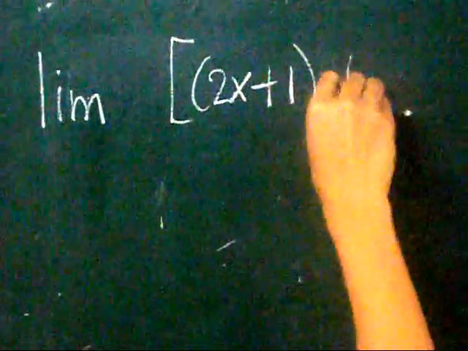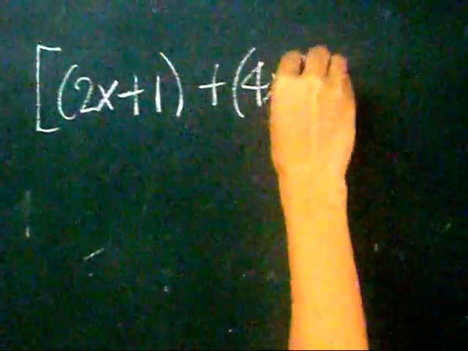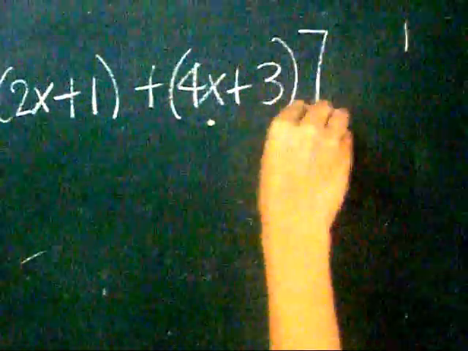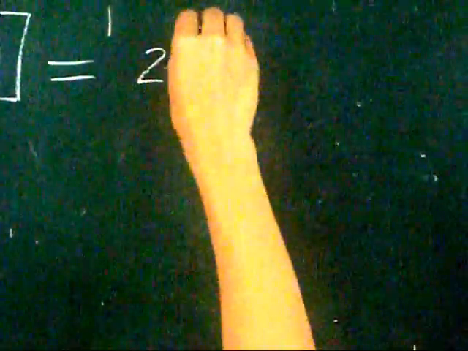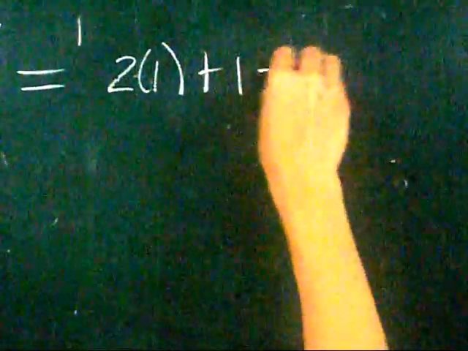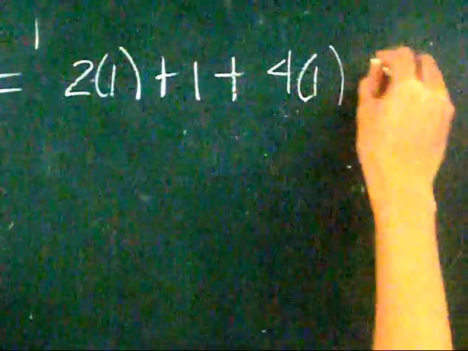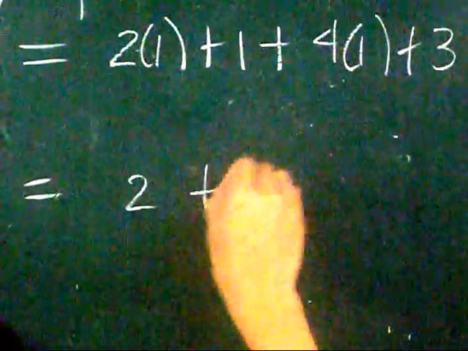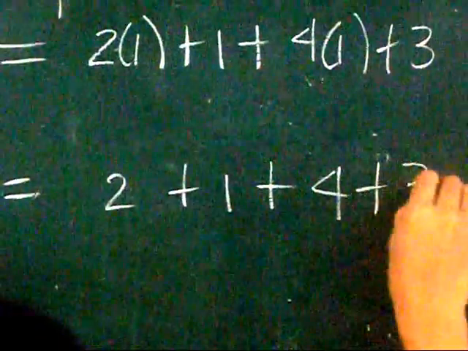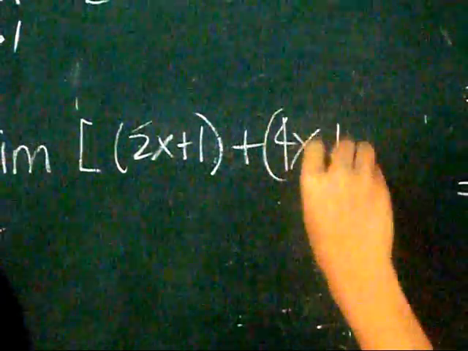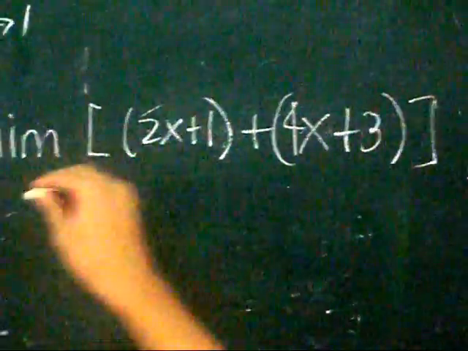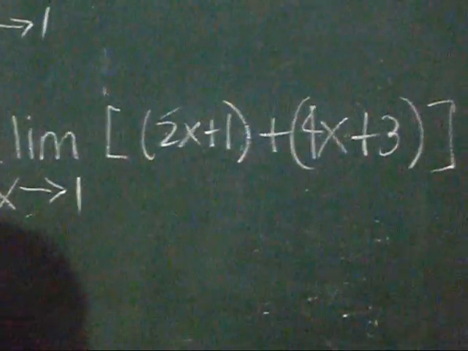The limit of the quantity 2x plus 1 plus the quantity 4x plus 3 as x approaches 1 is equal to 2 times 1 plus 1 plus 4 times 1 plus 3, which is equal to 2 plus 1 plus 4 plus 3, which is equal to 10. Therefore, the limit of the quantity 2x plus 1 plus the quantity 4x plus 3 as x approaches 1 is equal to 10.